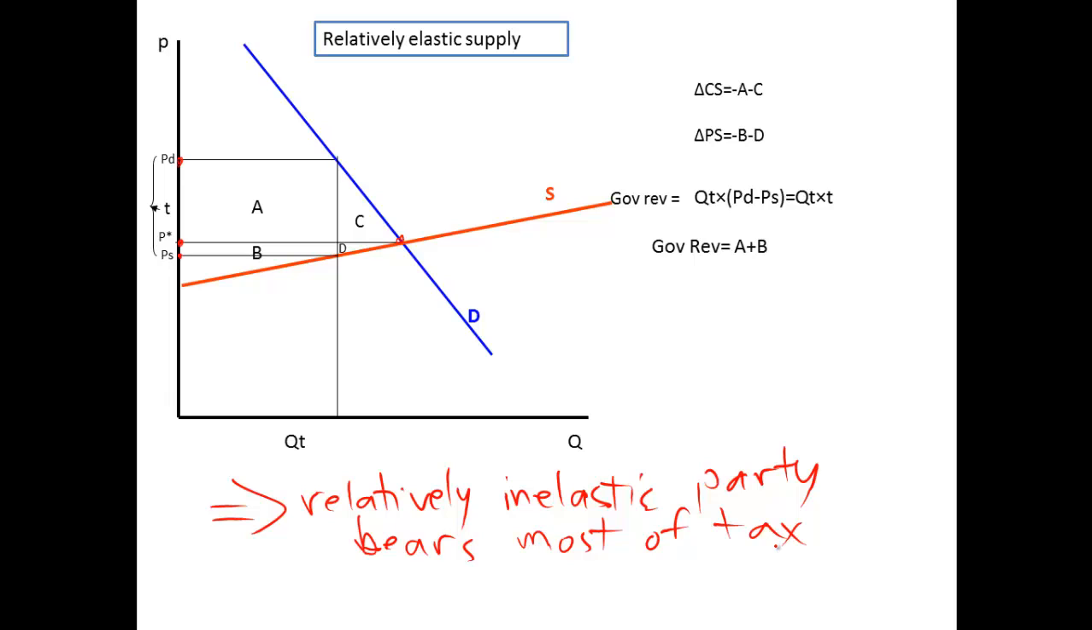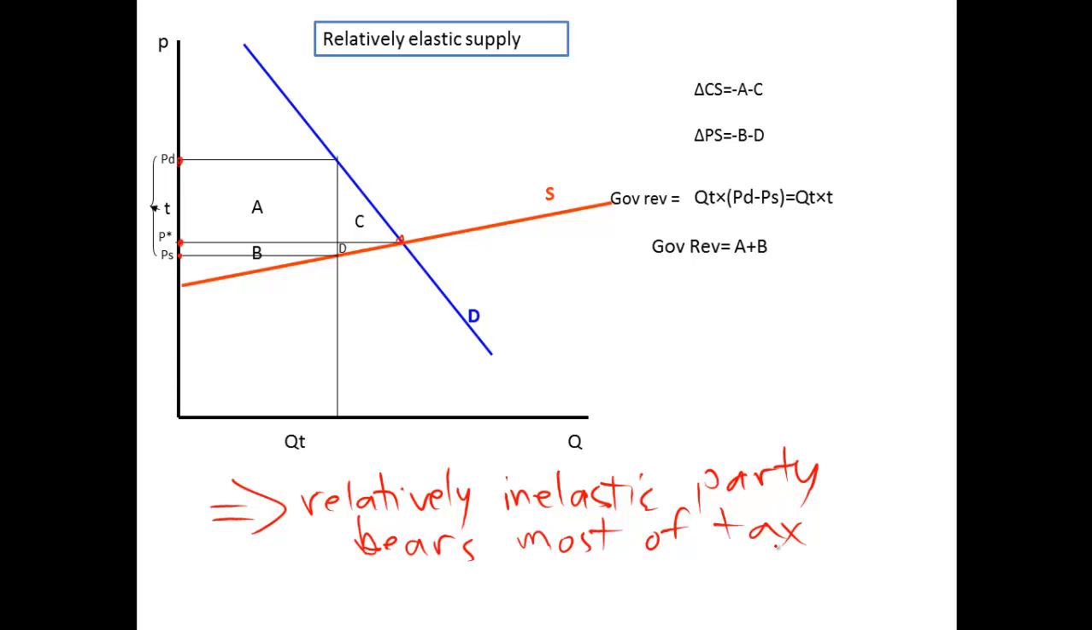Now the intuition for that is as follows. The elastic party is a party that's able to substitute away, whereas the inelastic party is kind of stuck in some sense. So whoever's kind of stuck is the one on whom the tax really mainly gets borne. So in this picture, where you see a pretty inelastic demand curve, the buyers pay the tax, whereas when the supply curve's pretty inelastic, the sellers pay the tax.